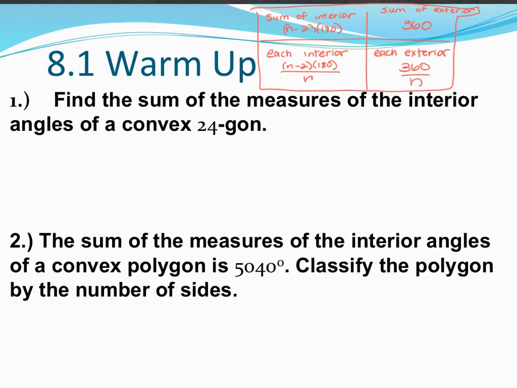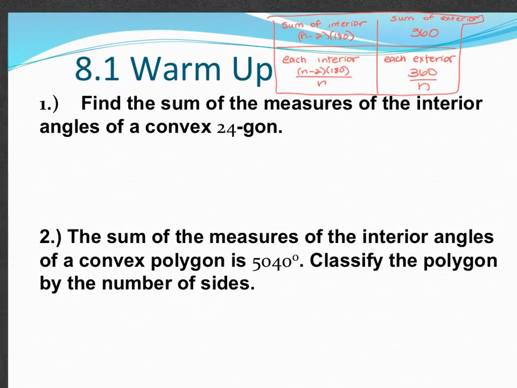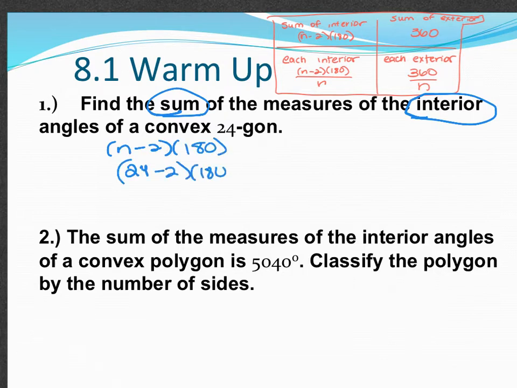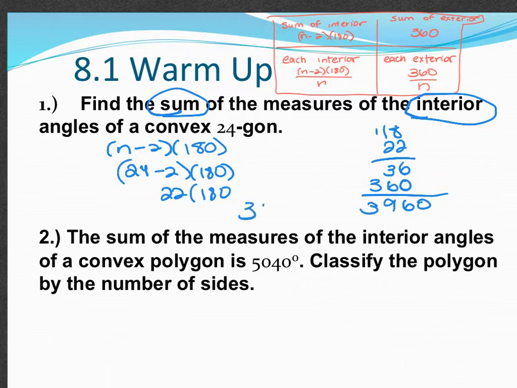So this one said, find the sum of the measures of the interior angles of a convex 24-gon. So we want to look for words like sum or each, and words like interior, exterior. This one says sum, so which formula am I going to use? N minus 2 times 180. Good. And n is 24, so 24 minus 2 times 180, or 22 times 180, which is 3,960 degrees.